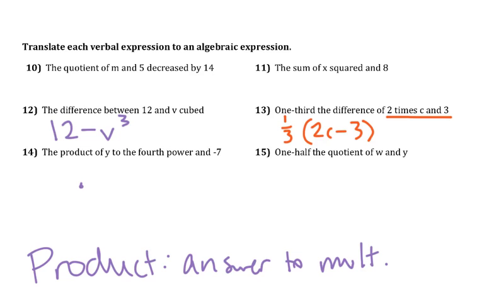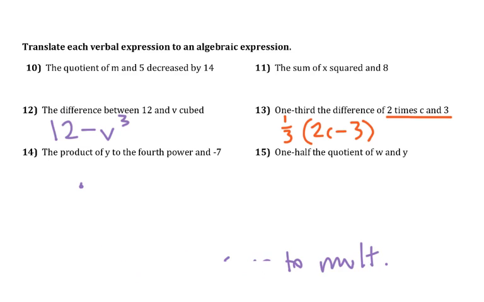And in advanced math, which we're not doing elementary school math anymore, we use a dot to indicate multiplication, or we would use parentheses, but we don't use an x. You can start to see why it's not good to use an x here. We're going to do the product of, so we're going to multiply something. What should we multiply? y to the 4th power and -7.